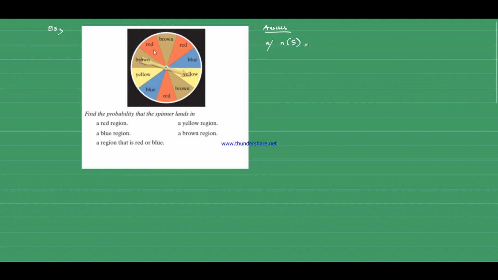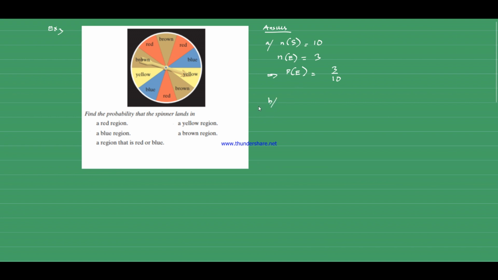So we have 1, 2, 3, 4, 5. So totally we have 10. Okay, now we're going to find the probability, the cardinality of the event, which indicates the red region. So we have 3. From here we can get the probability of the event to be 3 over 10. Right? Pretty easy, huh? 3 over 10.